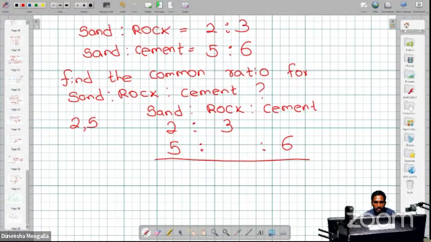Who can tell me? Dudisha, what is the least common multiple for 2 and 5? Yes, Senuja, it's the answer. Dulara, what is the least common multiple for 2 and 5? 10. We can divide by 2, it's 1, 5. We can divide by 5, 1, 1. This is 2 multiplied by 5.